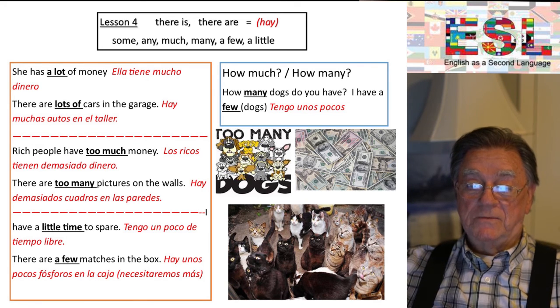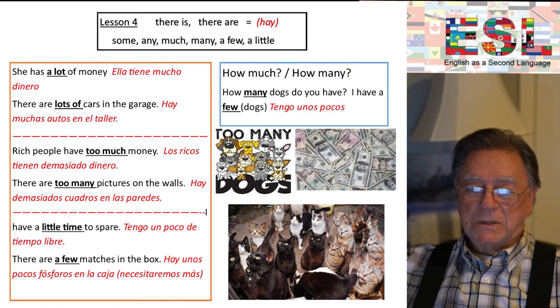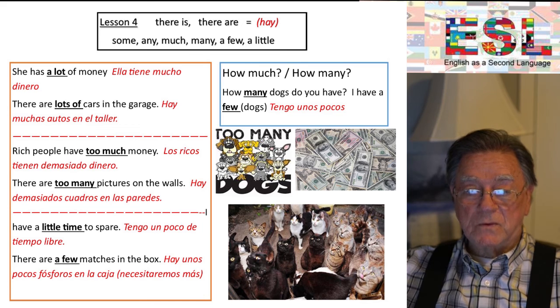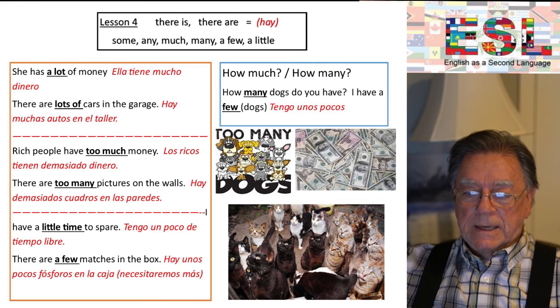And then over here, we have again, how many dogs do you have? I have a few. I have Spot and I have 2 more. I have only 3 dogs. But if you have 10 dogs, you get too many. How many dogs do you have? I have a few. Tengo unos pocos.